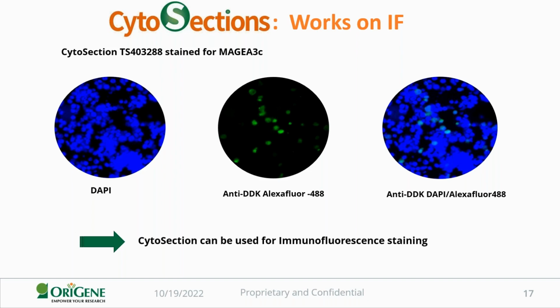This is a CytoSection that's stained for MAGE-A3C. And here you see DAPI staining. We also see anti-DDK Alexa-4, which is green. And the third one is anti-DDK with DAPI and Alexa-4, double staining. So this is an example just to demonstrate that CytoSections can be used as immunofluorescent staining controls.